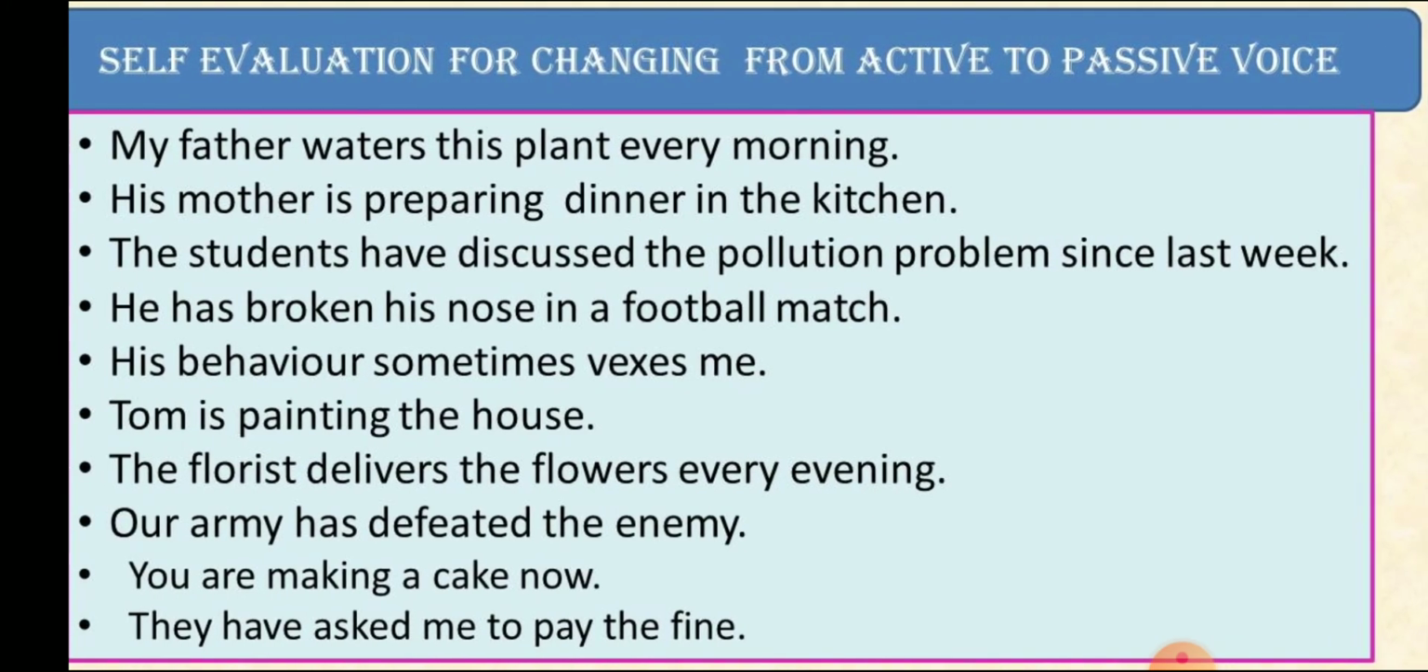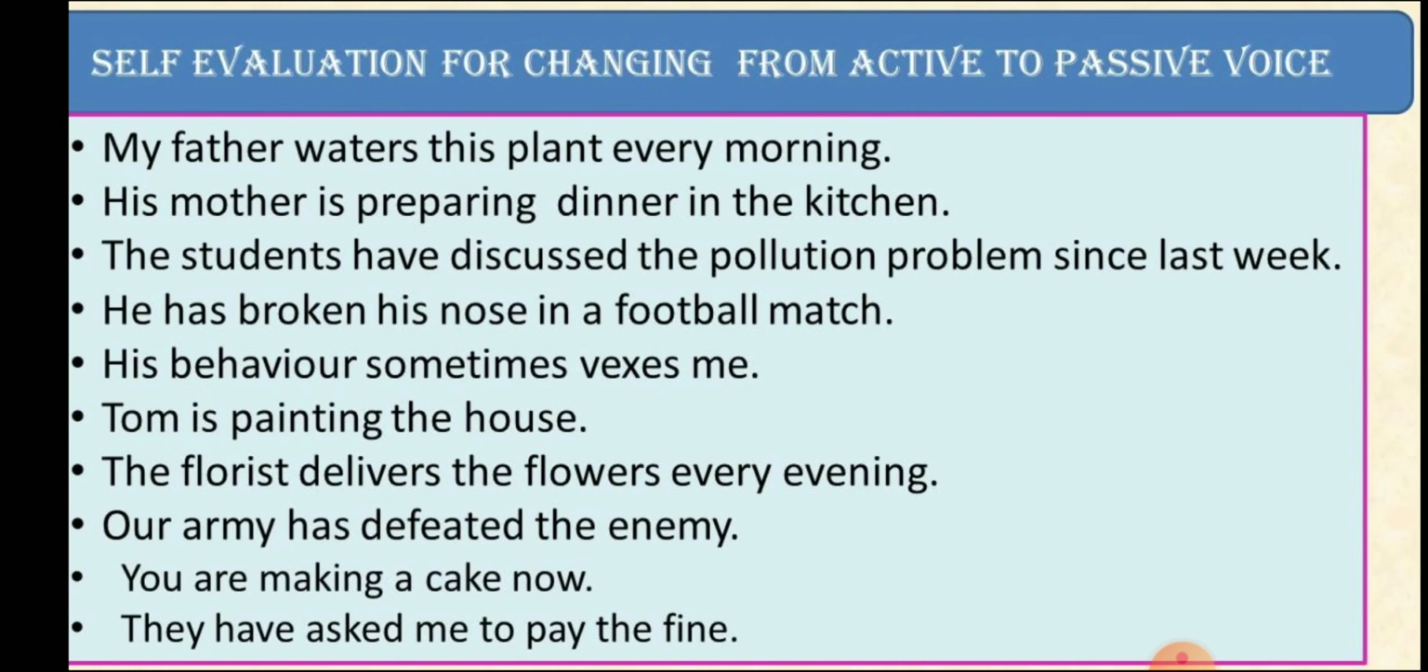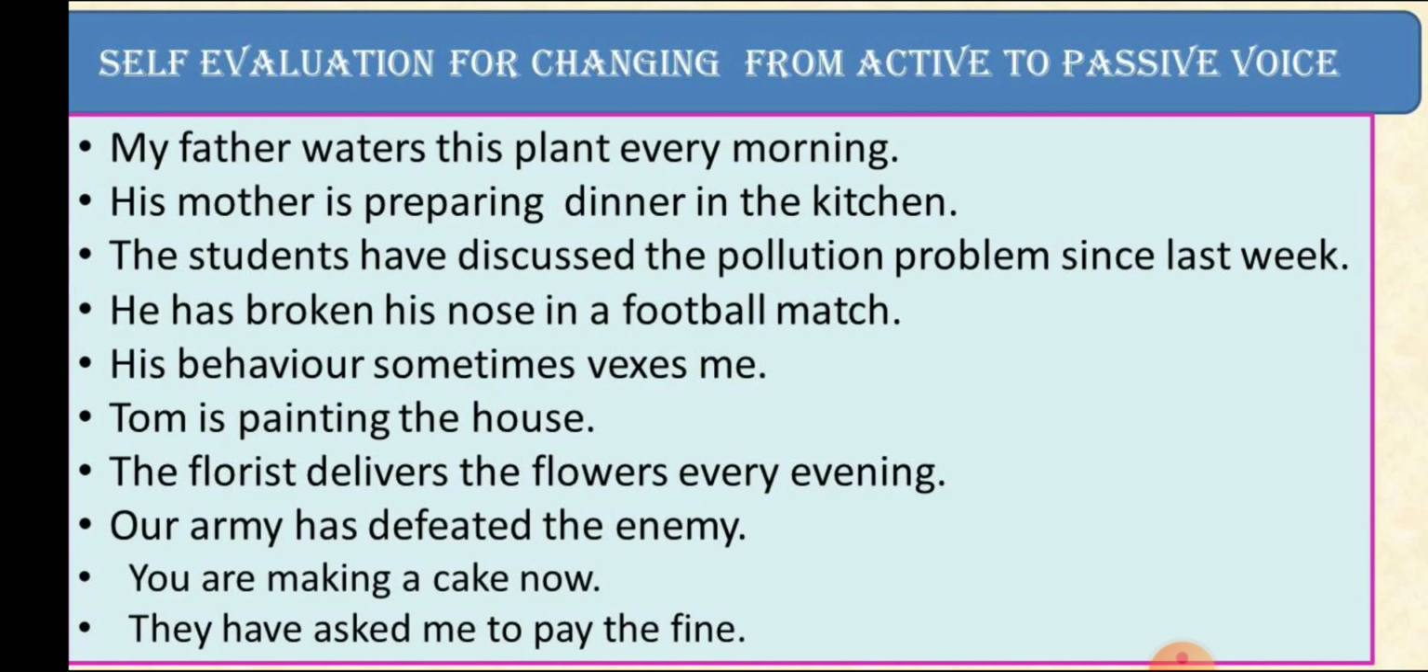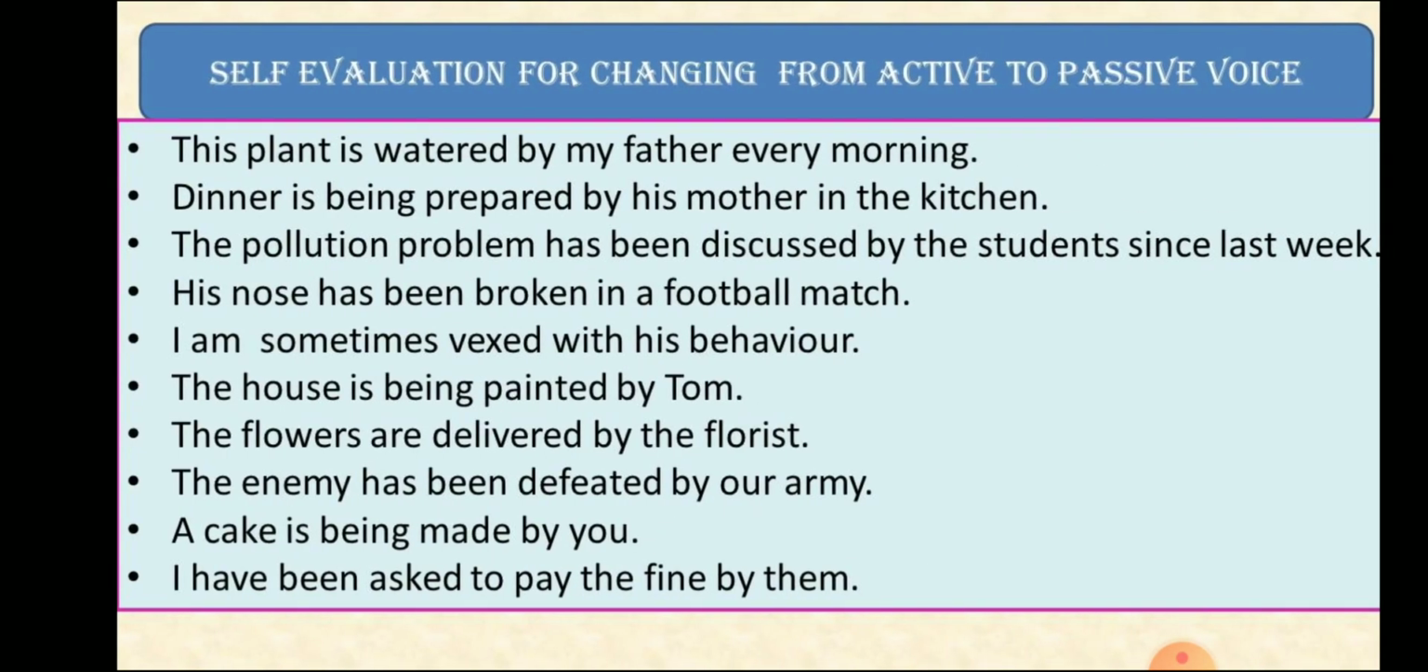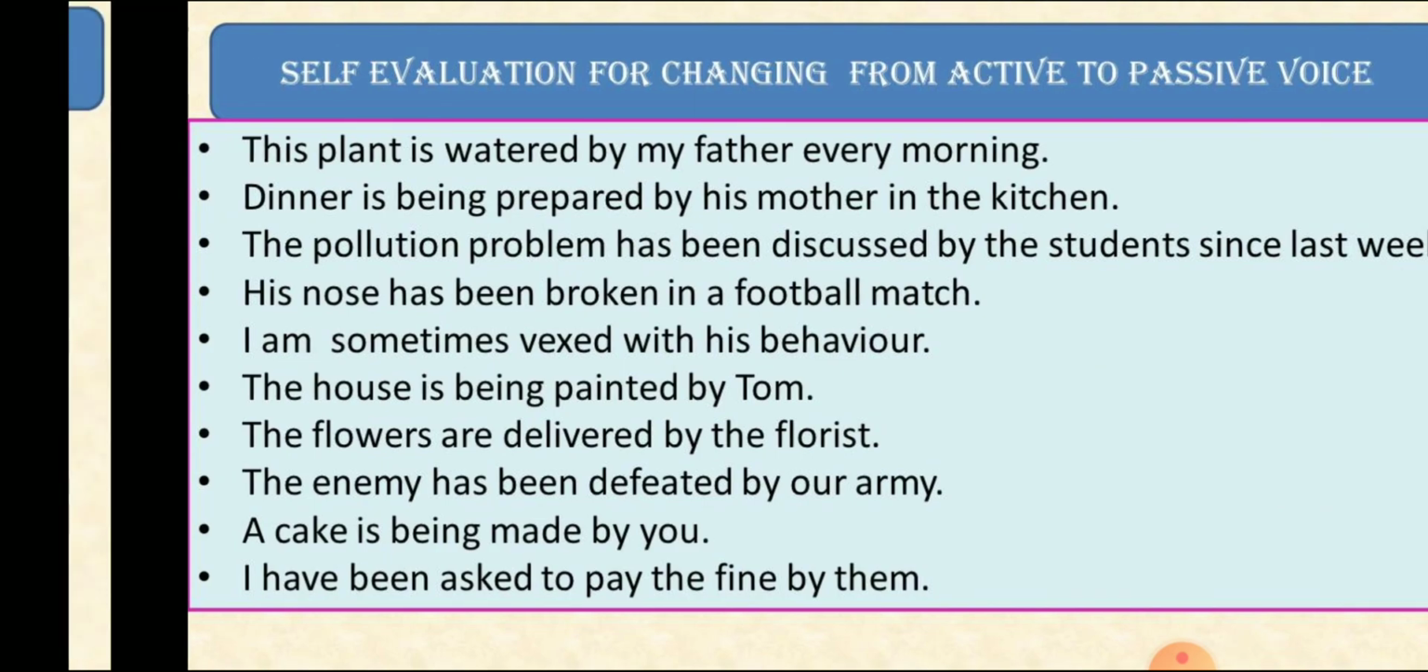Next, our army has defeated the enemy. Our army is the subject and the enemy the object. Now it is in present perfect tense. Just interchange the subject and object. The enemy has been defeated by our army. You are making a cake. So you is the subject, a cake the object. Interchange the subject and object. A cake is being made by you.